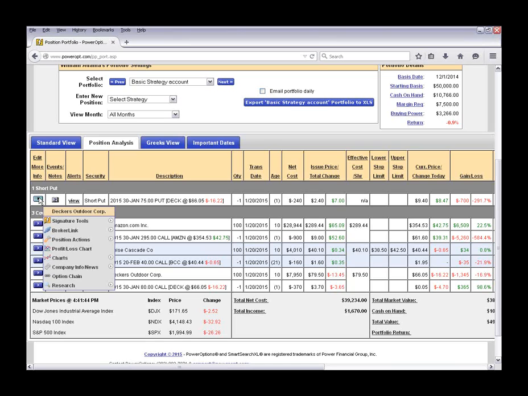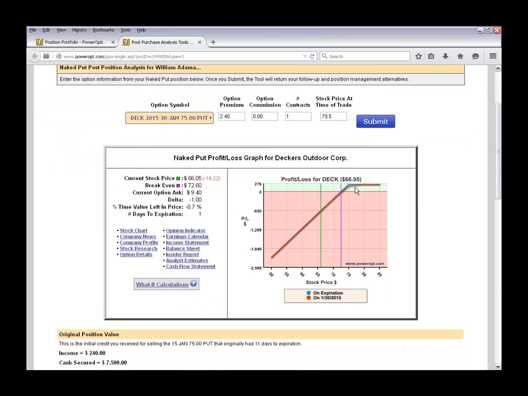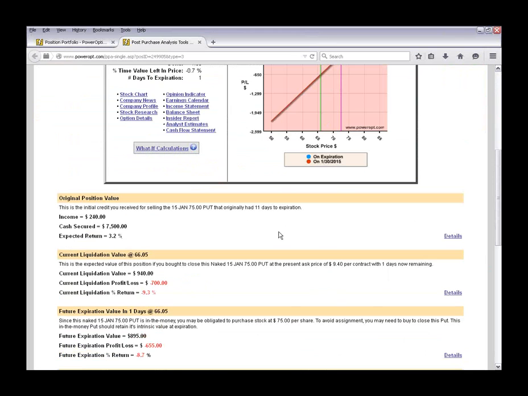Okay, so we're going to try to hedge some of that loss. Let's go to position actions and then position analysis. As before, this gives us the profit and loss chart of our naked put, the exact same risk-reward profile of a covered call.